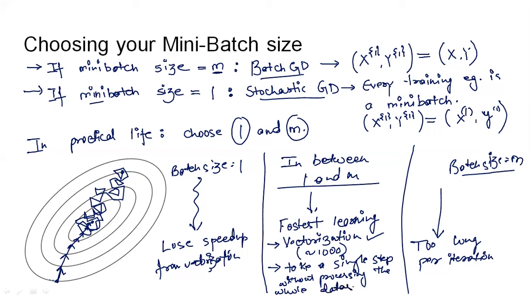Okay, so this is an added advantage if you choose the size of the mini batch in between 1 to m. Okay, so I hope this much is clear to you.